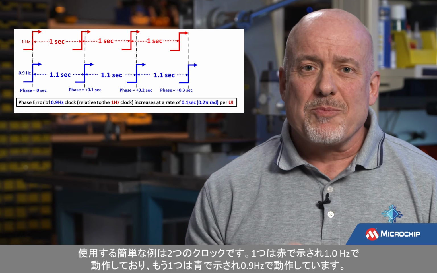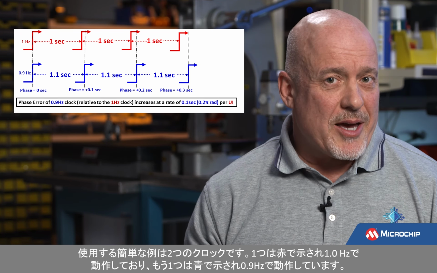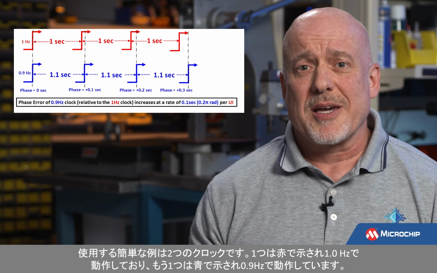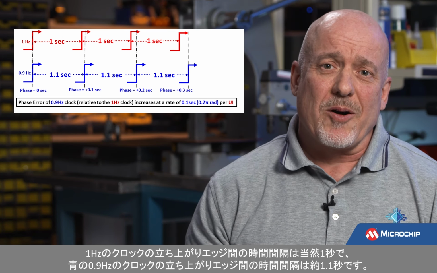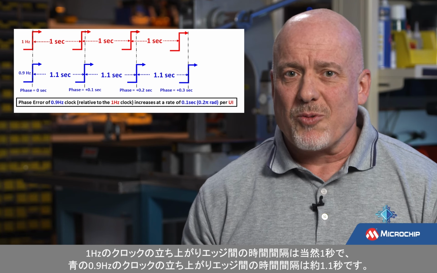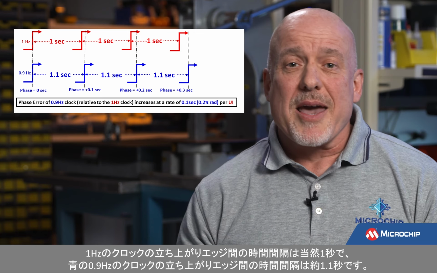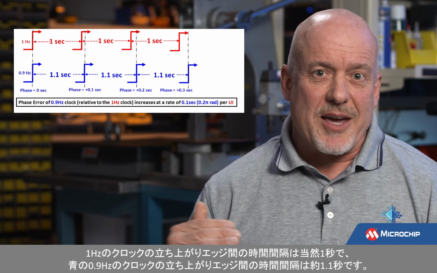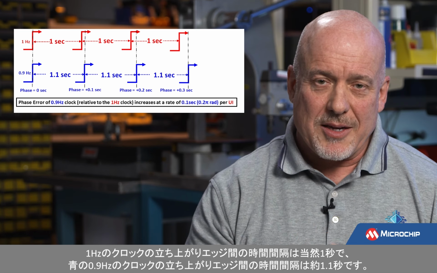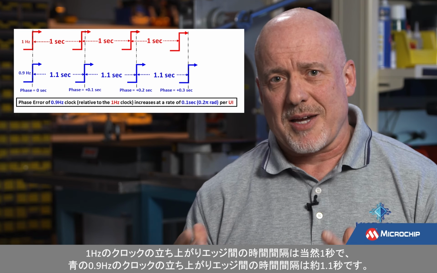What I'm going to do here to answer your question is to just start with an example, because I think using an example can start to clarify what we were talking about here. And the simple example I'm going to use is two clocks. One that is running at 1.0 hertz, which is shown in red, and another clock shown in blue, which is running at 0.9 hertz. Now, the time interval between the rising edges of the 1 hertz clock is 1 second, of course. And the time interval between the rising edges of the blue 0.9 hertz clock is approximately 1.1 seconds.